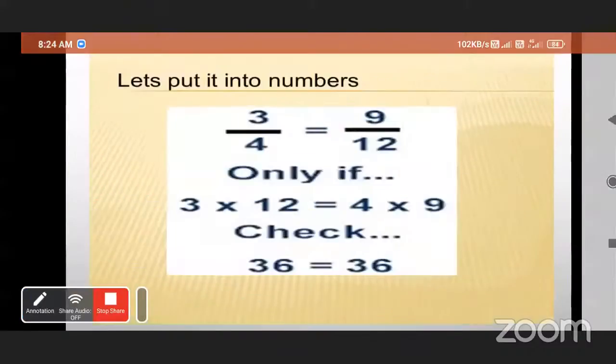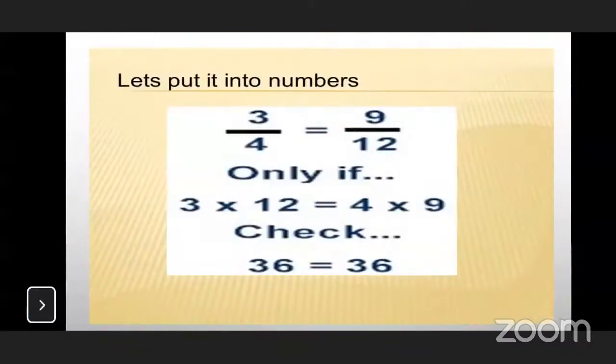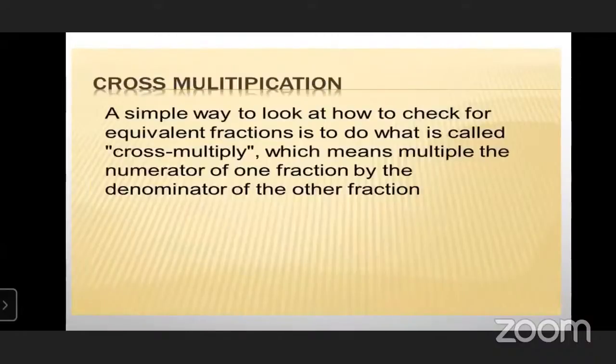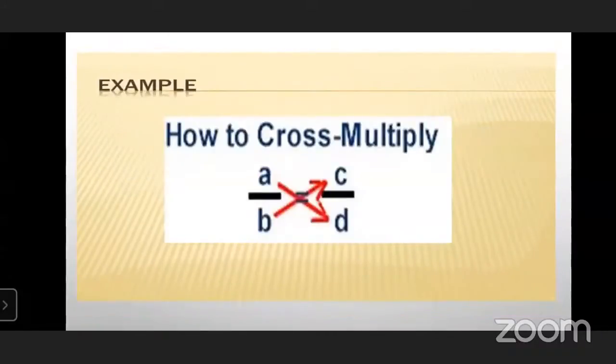Now see here, 3 upon 4 is equal to 9 upon 12. So we will multiply 3 into 12 and 9 into 4. So here we get 36 is equal to 36. So this is an equivalent fraction. Okay, this is written. A simple way to check for equivalent fractions is to do what is called cross multiply, which means multiply the numerator of one fraction by the denominator of the other fraction. See here how to cross multiply.